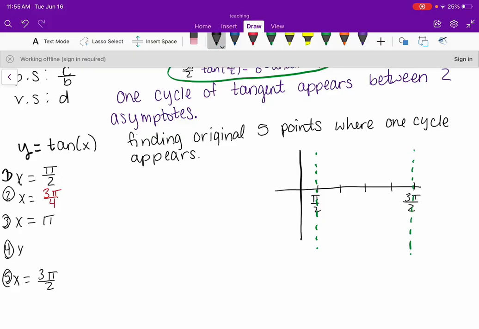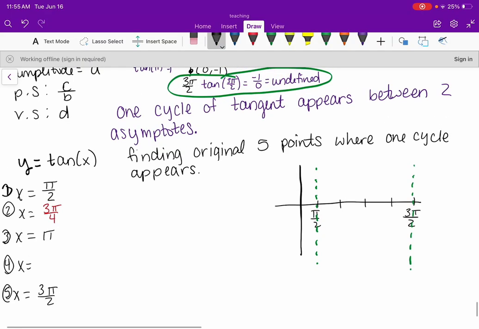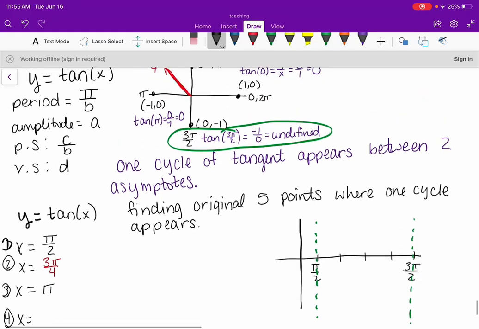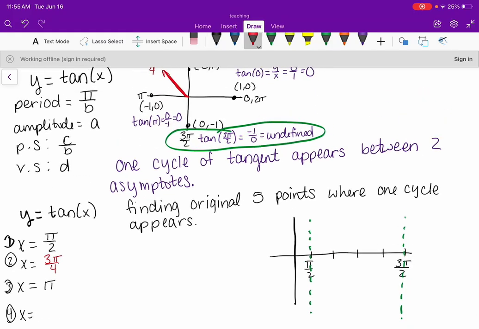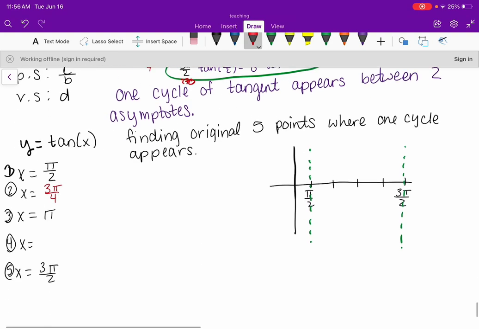Then I'll ask you, what is directly between pi and 3 pi over 2? So on my unit circle, I'm asking, what is this angle right here? Directly between 180 and 270. In degrees, that angle would be 225. In radians, that angle is 5 pi over 4.